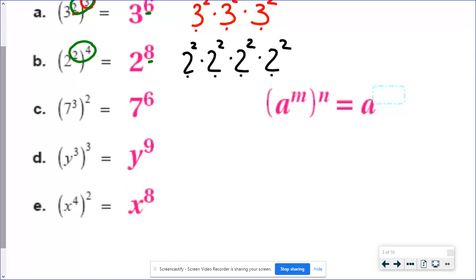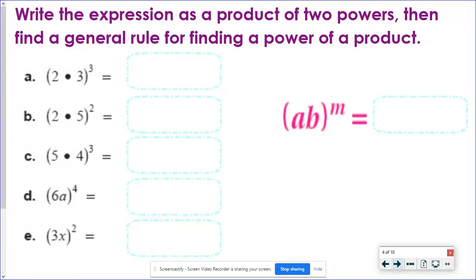So what's happening here as a general rule is when I have an exponent on the inside of parentheses and on the outside of parentheses, I'm going to multiply those. So this would be m times n in this case. And here's our third one. We really have 3 rules today.